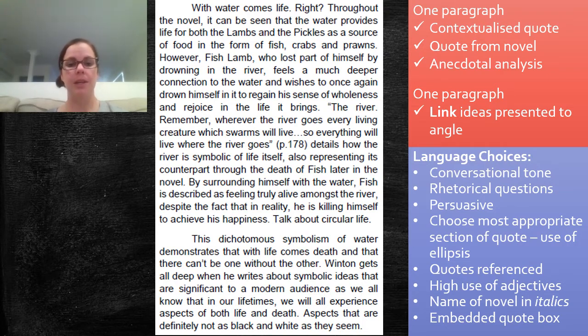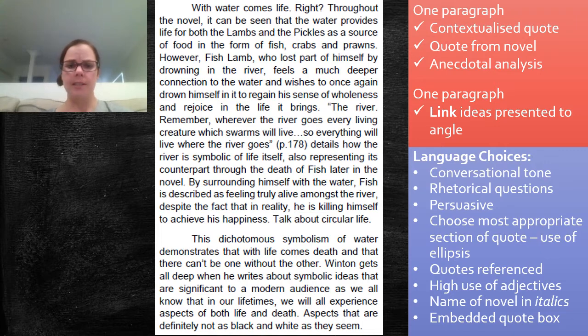Page 178 details how the river is symbolic of life itself. It also represents the counterpart through the death of Fish later in the novel. By surrounding himself with the water, Fish is described as feeling truly alive amongst the river, despite the fact that in reality he is killing himself to achieve his happiness. Talk about circular life. This dichotomous symbolism of water demonstrates that with life comes death and that there can't be one without the other. Winton gets all deep when he writes about symbolic ideas that are significant to a modern audience, as we all know that in our lifetimes we'll all experience aspects of both life and death, aspects that are definitely not as black and white as they seem.